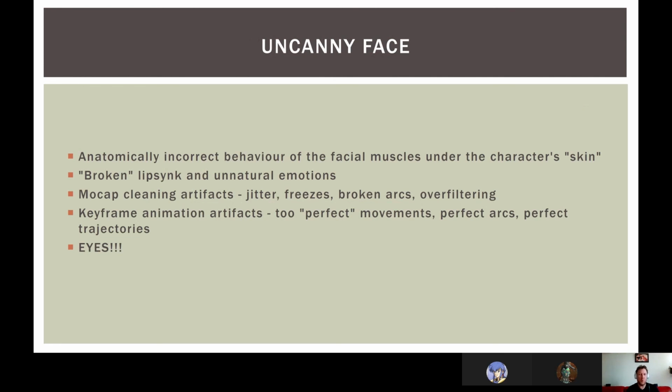Speaking about the face, we will have the Uncanny Valley effect that will ruin the appeal of the character animation if we have anatomically incorrect behavior of the facial muscles under the character's skin, even if you don't have actual muscles inside the rig, just fake muscles, let's say. When a real person moves the lip corner up, at least three different muscles are working, and it's not just moving the lip corner up. There are lots of things happening between the eyes and the mouth. If the rig is not advanced enough to show this facial deformation, you will have the uncanny valley effect, even if the overall animation is quite good.